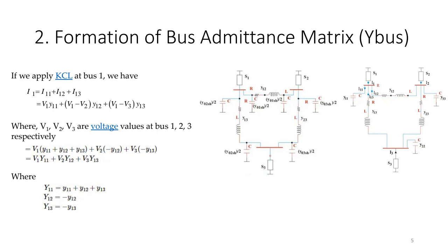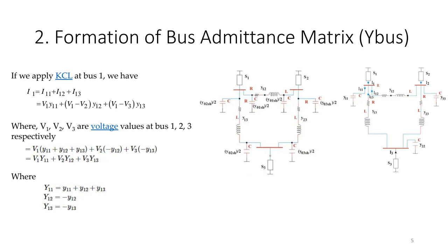So if you look at this, this is your bus 1, and we are applying KCL at bus 1. I1 is the incoming current, flowing into the network, which is I11 plus I12 plus I13. I12 is the one flowing through this branch, I13 is the one flowing into this branch, and I11 is a self-admittance current flowing into the branch. The summation of all these currents, you substitute into the equation, but basically it's Kirchhoff's current law.